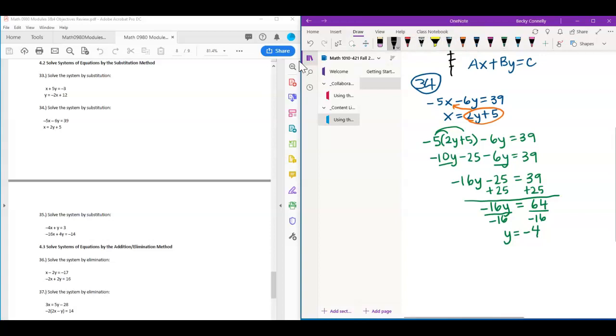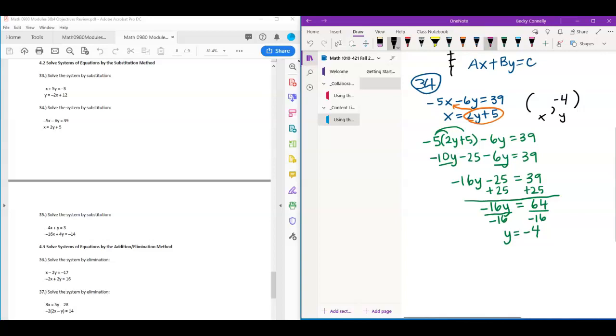Remember that we have two different parts of the answer. We're trying to find the point in which these two lines are crossing each other. So we found that y is -4. So I'm going to put it here because remember our ordered pair is always x and then y. But now I still need to go through and solve for x.